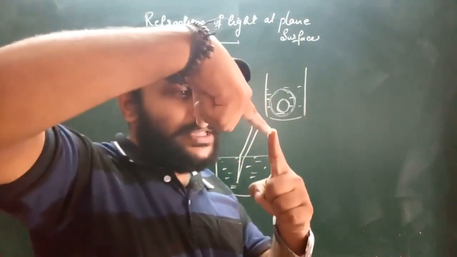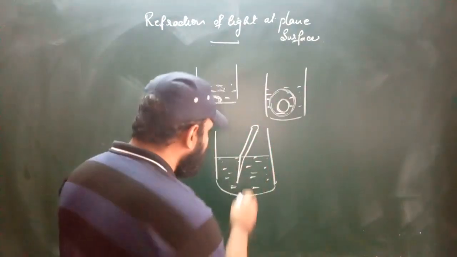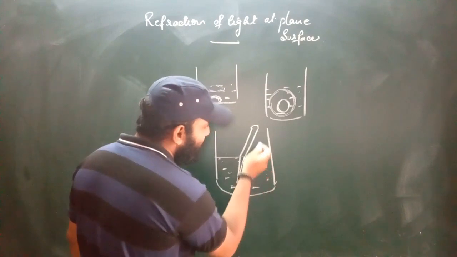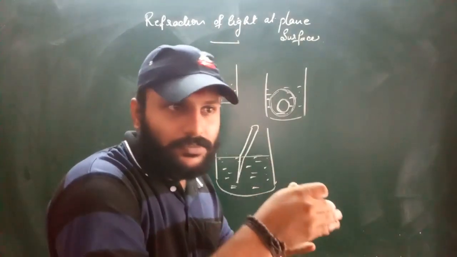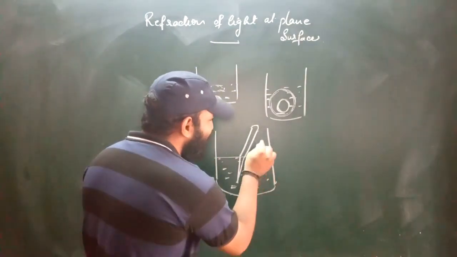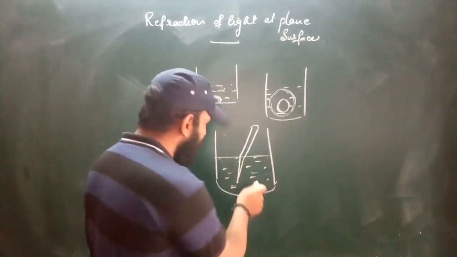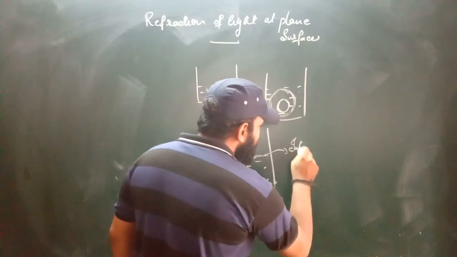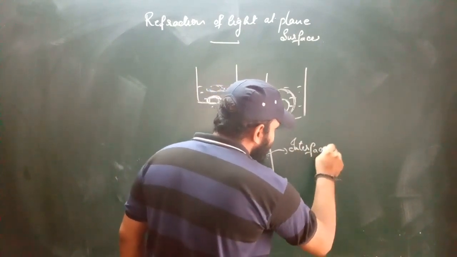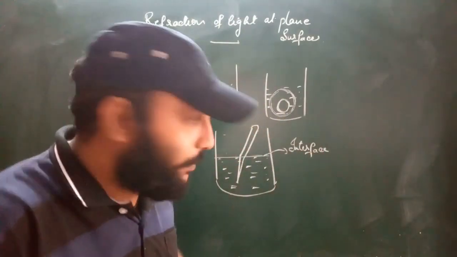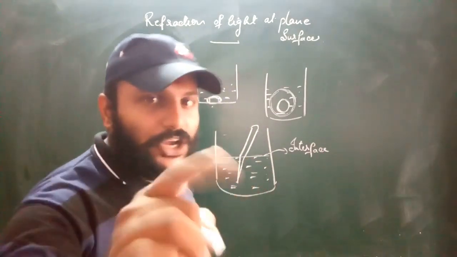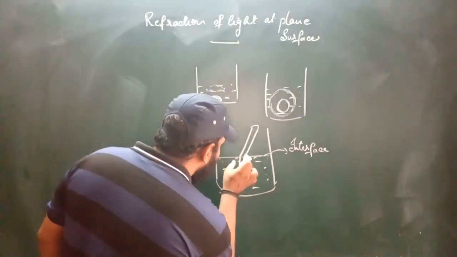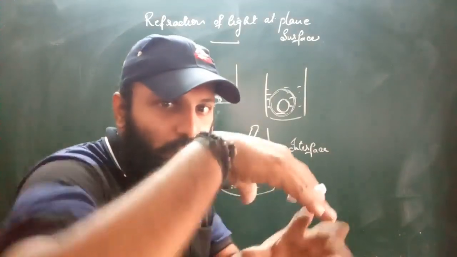Think that this is the pencil. What is meant by the interface? It is the region where the two media intersect. Here one medium is air and the other is water. This is called the interface of two media. At the interface, we can observe that there is a bend in the pencil.